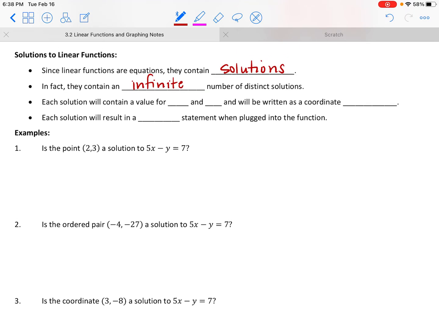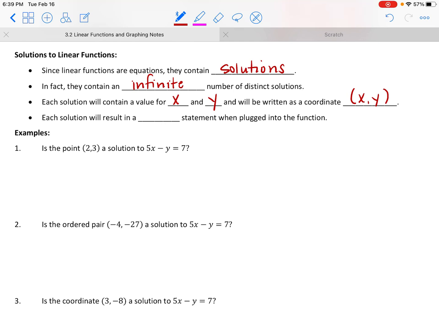So the difference here is when you're solving an equation that contains one variable, your solution is for that variable only. If you have a linear function, you have two variables, and therefore your solution has to have a value for each of those variables. So each solution will contain a value for x and y, and that solution is going to represent a coordinate, a point on the graph of that function.